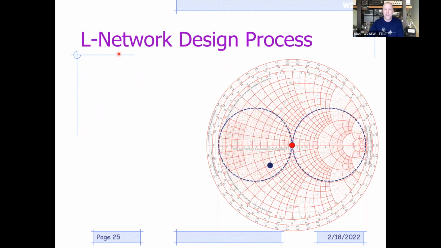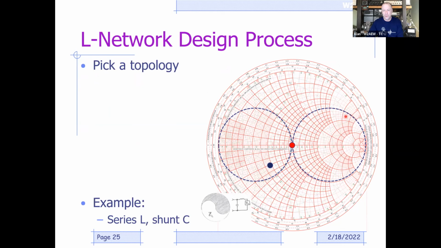So if I'm going to design an L network, the first thing I'll do is usually draw and highlight my R equal 1 and my G equal 1 circles. They're going to help me here in a moment. Okay, this is where I want to get to, right here in the center. Maybe this is where my starting point is. Knowing my starting point, I can go to my little yin-yang diagrams and figure out what topology I want to use. So in this case, it's first a series inductor, followed by a parallel capacitor.